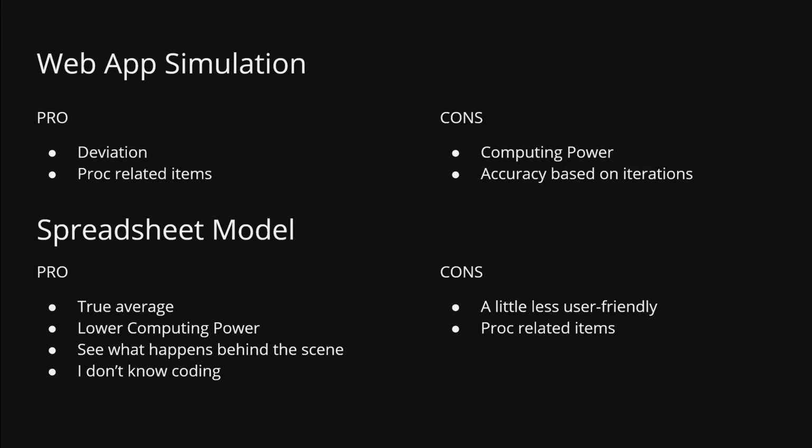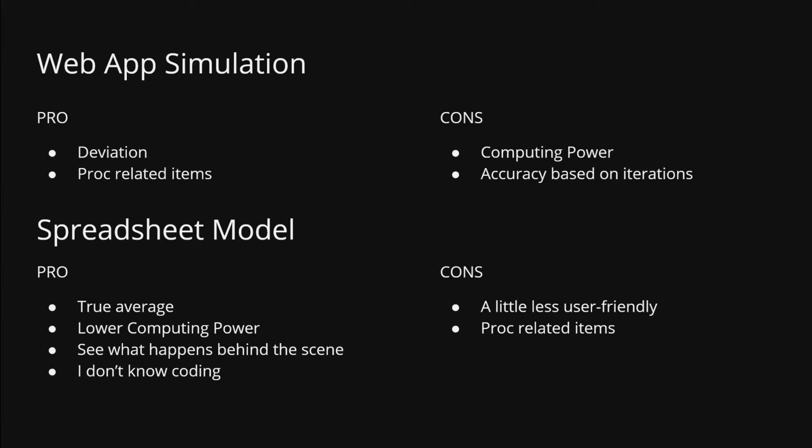The pros of spreadsheet models on average are that you actually get the true average. You're not dependent on the amount of iterations that you do, which results in lower computing power needed. Spreadsheets are also widely accessible in that you can see all the calculations that happen behind the scenes. So it's open source, so to speak. The main reason I'm using a spreadsheet or Google Sheets is that I don't know anything about coding, so there's no way for me to make a simulation or something like that. And it's also easily accessible for everyone as I'm using Google Sheets.